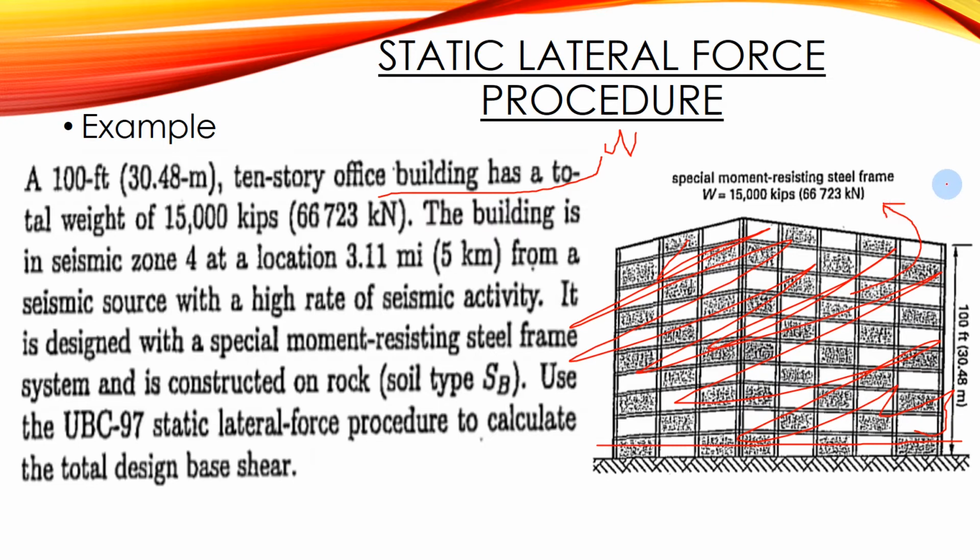66,723 kilonewtons. Okay. So the building is in seismic zone 4, 5 kilometers from the seismic source with a high rate of seismic activity. It is designed with a special moment resisting steel frame, SMRF for steel. Then the soil type is SB. Now we are tasked to use the static lateral force procedure, or equivalent lateral force procedure, to calculate the total base shear. Okay.